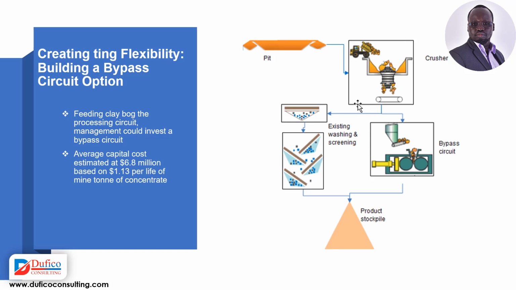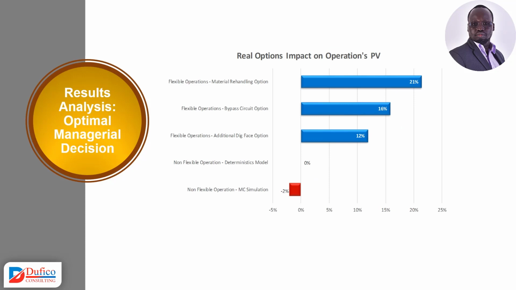But then you have to put a capital cost of 6.8 million in order to build the bypass. So nothing is coming free. You pay cost for everything. And we realize that the value is 131. Better than just creating additional area, but it's slightly lower than just stockpiling the material. Now put everything together. Compare all the 3-4 options.